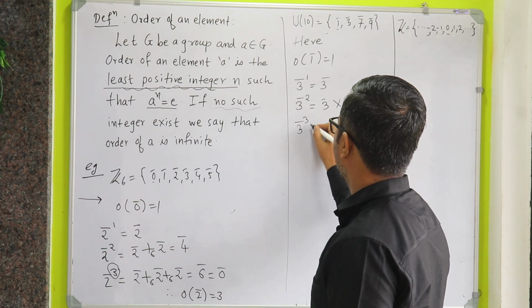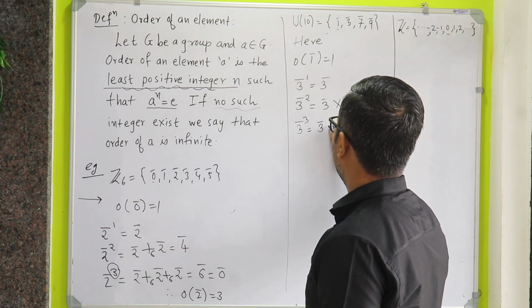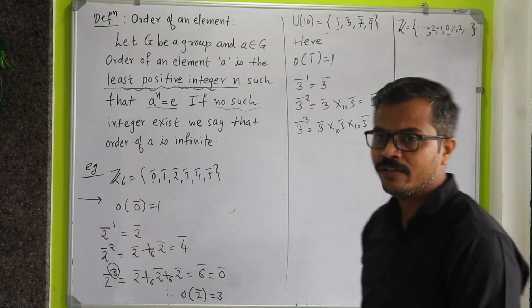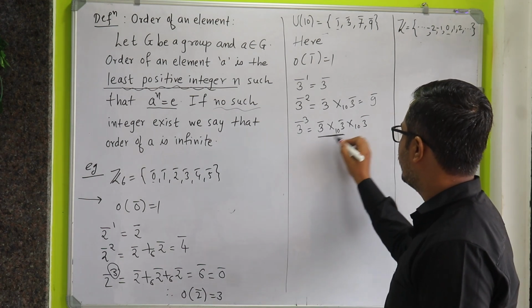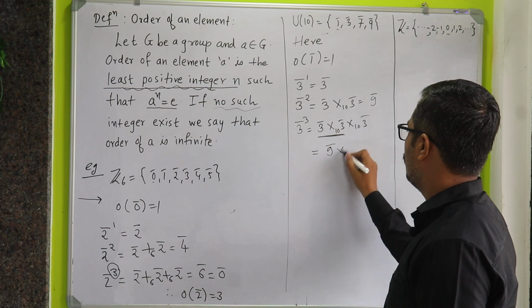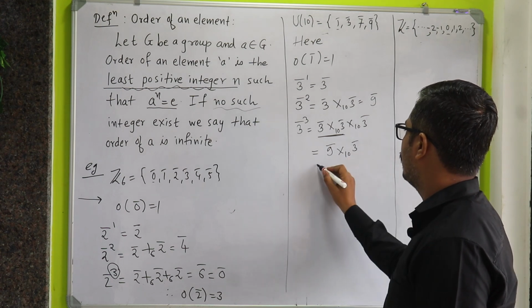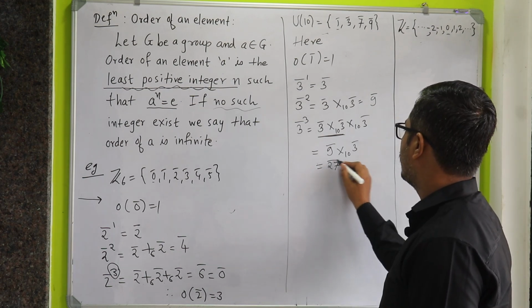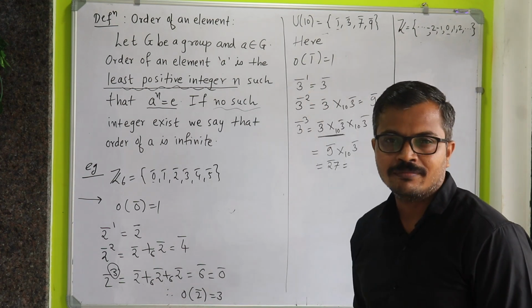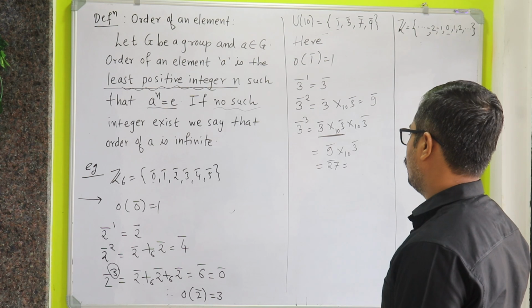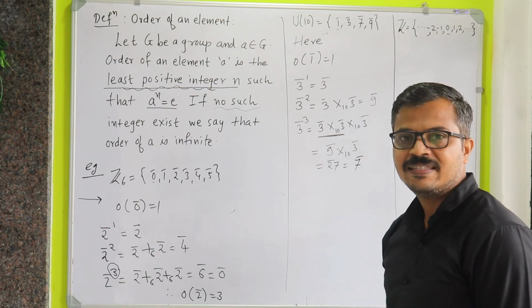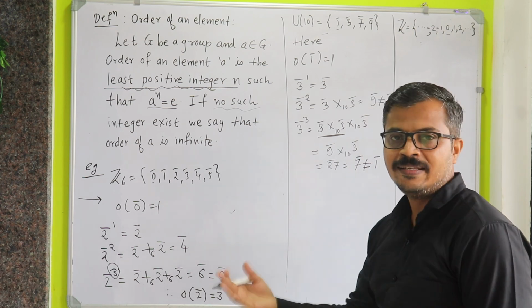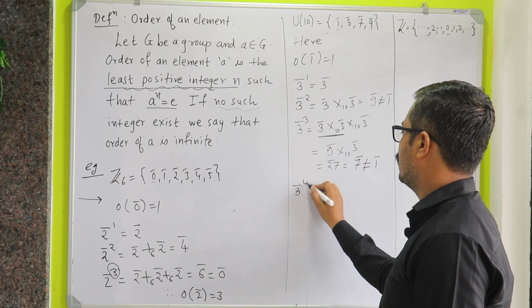So 3 bar raised to 3 will be 3 bar multiplied by 3 bar multiplied by 3 bar, 3 times. But this value is already known to us, that is nothing but 9 bar multiplication modulo 10, 3 bar. So 9 multiplied by 3 gives us 27 bar. But note, since we are in U10, this multiplication is modulo 10, and this is exactly the same as 7 bar. Still, which is not equal to 1 bar. So we are supposed to take the next power of 3 bar, and that is 4.